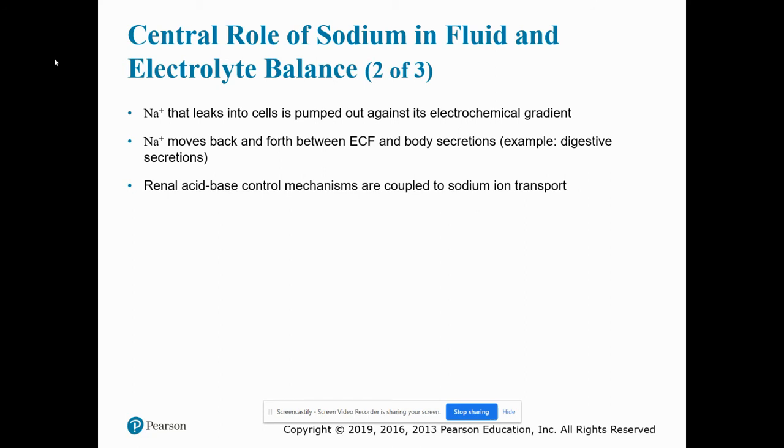When sodium leaks into the cell, it's pumped out against its electrochemical gradient. Sodium also moves back and forth between extracellular fluid and body secretions like digestive secretions. And then renal acid-base control mechanisms are coupled to sodium ion transport.